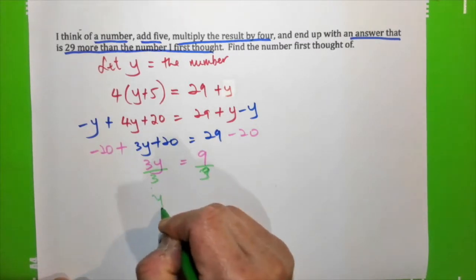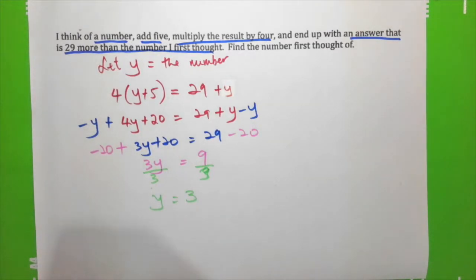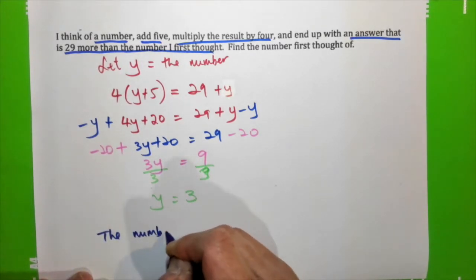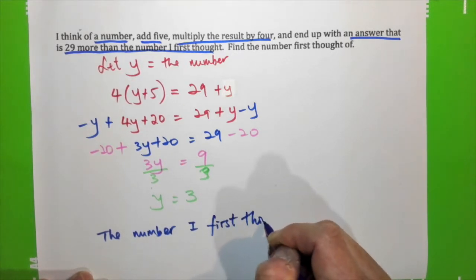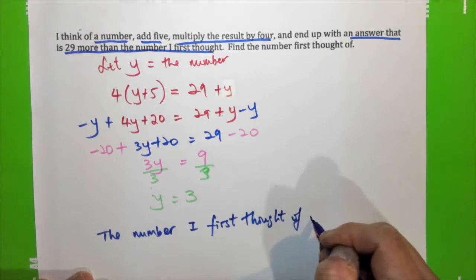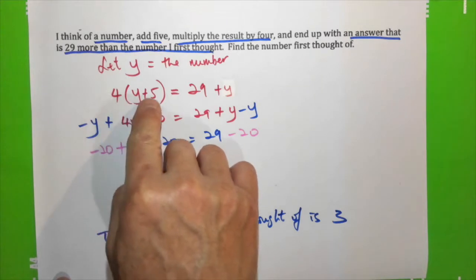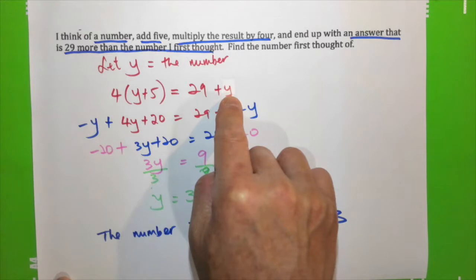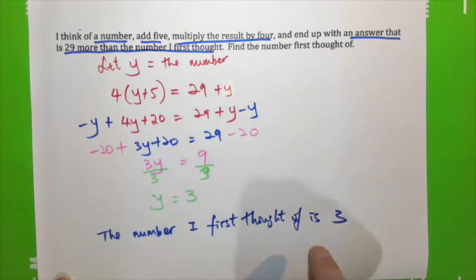3, not 9. Therefore, y equals 9 divided by 3, which is 3. So, to answer the question, the number I first thought of is 3. If we substitute 3 in, 3 plus 5 is 8. 4 times 8 is 32. Y is 3. 29 plus 3 is 32. So 32 equals 32, and that is actually the right answer.